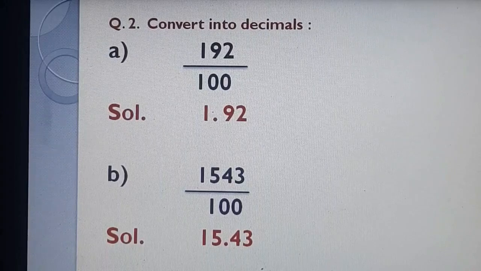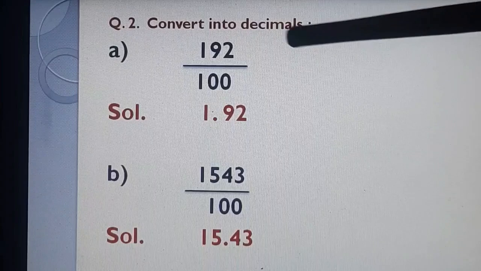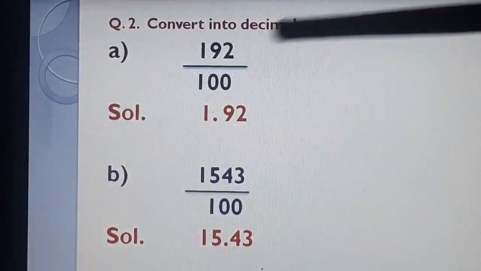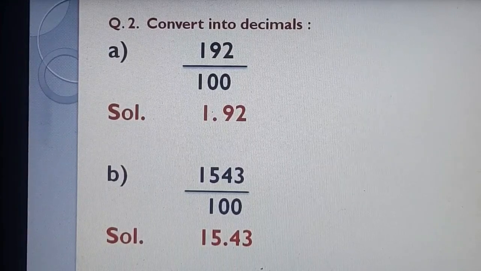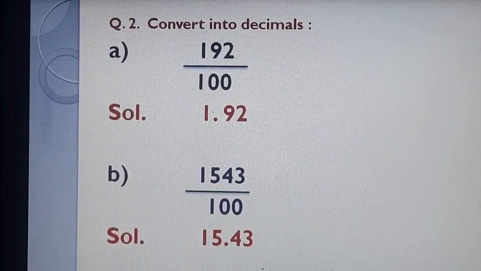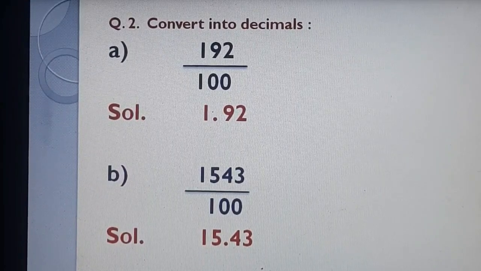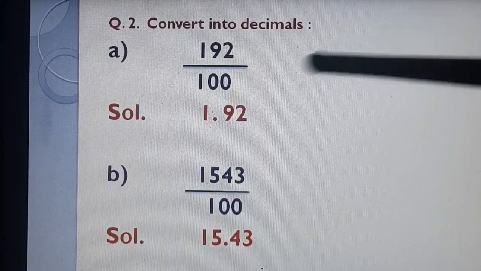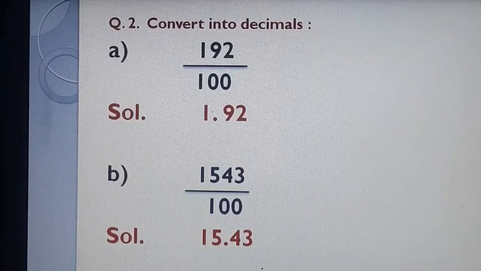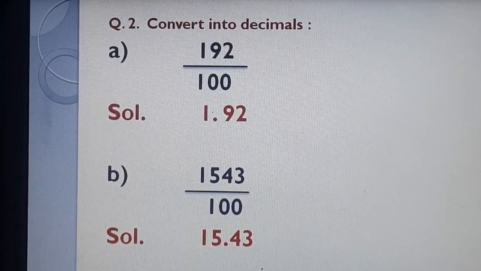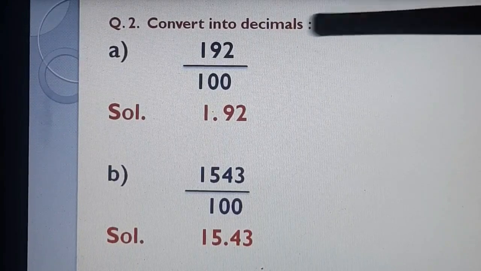Now question number 2. Convert into decimals. Now fractions are given and we have to write them in the form of decimals. A part, 192 upon 100. Now, the reverse of the previous question. The first step for solving it is to count the number of zeros following 1 in the denominator. In the denominator, 1 and 2, 2 zeros are there. Step 2 is to count the equal number of places in the numerator starting from the ones digit.